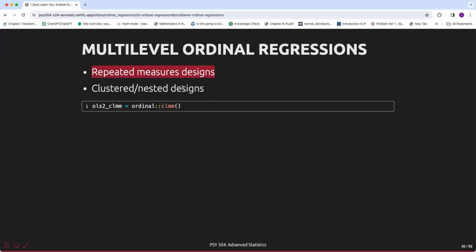And the last thing I wanted to talk about is that if we had more complicated designs, so if we're doing repeated measures or we have multi-level data, we can use the ordinal package to fit those type of models, and we just have to use the clmm function here. And we can use the same syntax that we'd use for lmer, and we can fit multi-level ordinal regression models here if we have something a little bit more complex. So it's fairly easy to scale up with these type of models.